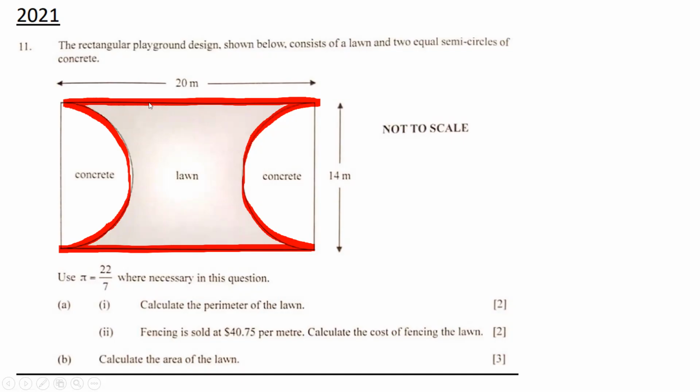So this particular length is going to be 20 meters. But we want the perimeter of the lawn, not the area. So the perimeter is going to be the outskirts, right? So it's going to be this 20 meters, this part in red, this curved portion in red. It's going to be the length of this particular side and the curved portion, right? That's the perimeter of the lawn.